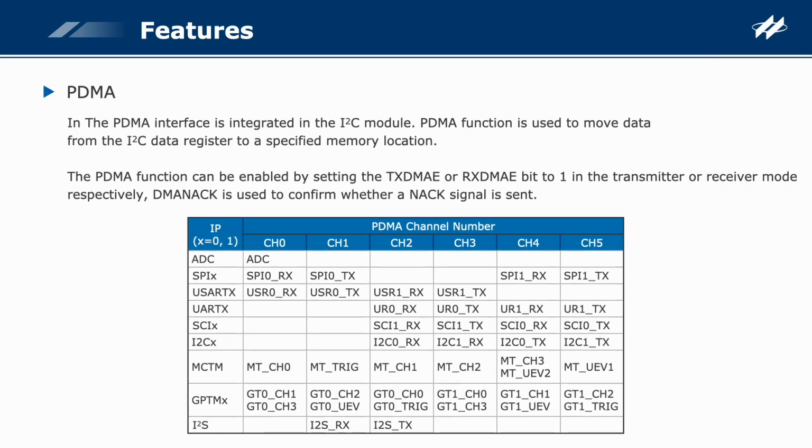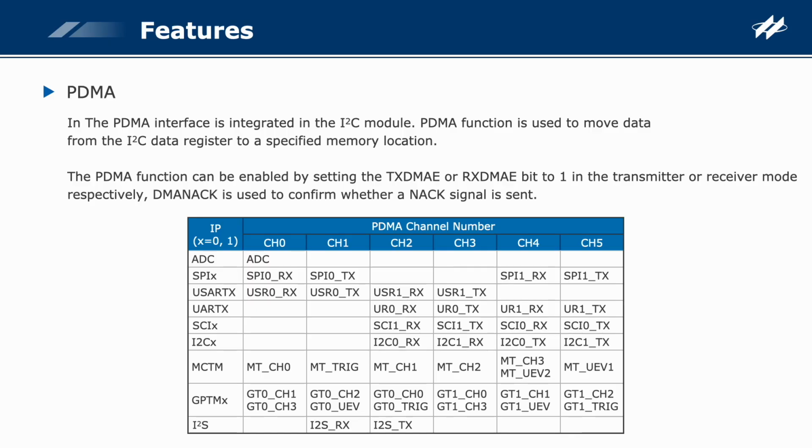The PDMA interface is integrated in the I²C module. The PDMA function is used to move data from the I²CDR register to a specified memory location, reducing the cost of moving data in the CPU. The PDMA function can be enabled by setting the TXDMAE or RxDMAE bit to 1 in the transmitter or receiver mode respectively. The DMANACK is used to confirm whether ANACK signal is sent.